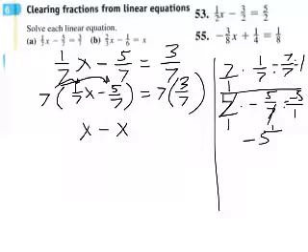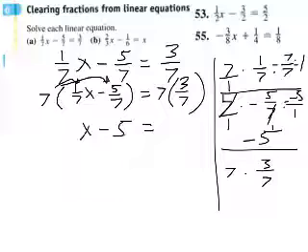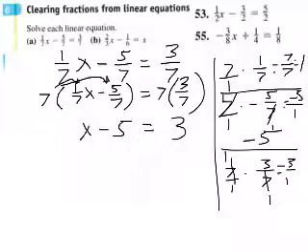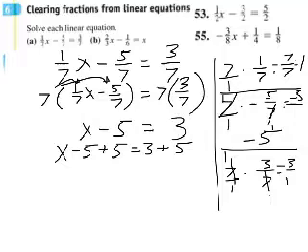So x minus 5 on this side. And then we have on this other side, 7 times 3 sevenths, 7 over 1 times 3 sevenths, cross cancel, gives me 3 over 1 or 3. So that becomes 3. Okay, x minus 5 equals 3. Now I'll add 5 to both sides, right? And we get x equals 8.